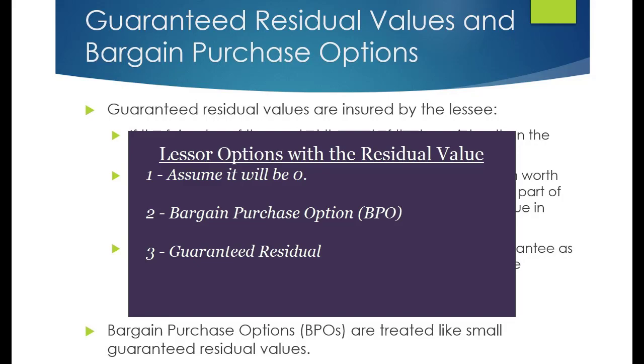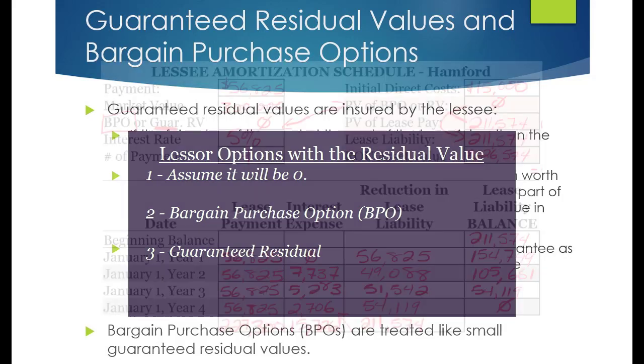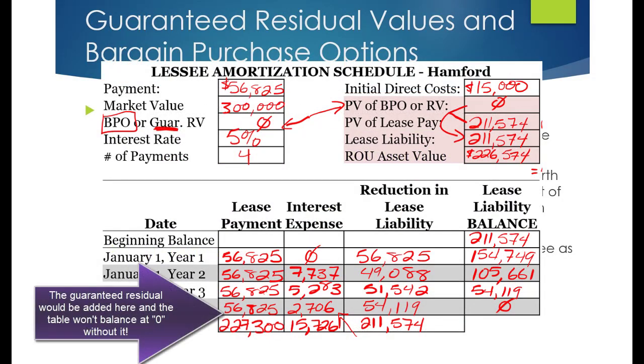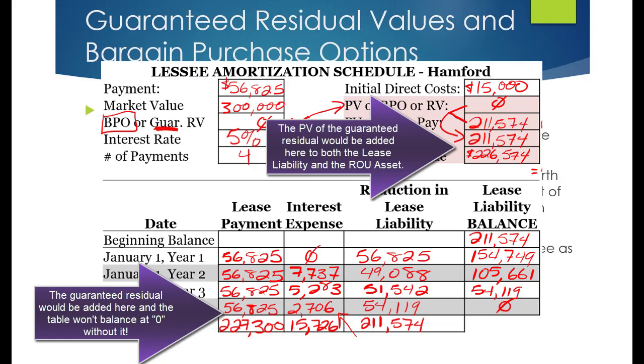With a guaranteed residual, the lessee is going to include that guarantee as part of its payment. I'm not just making these 4 payments for my lease, but I'm also going to give you an asset or cash worth that guaranteed residual. I'm on the hook for it. I record it as part of my lease liability and part of my right of use asset calculation as well.